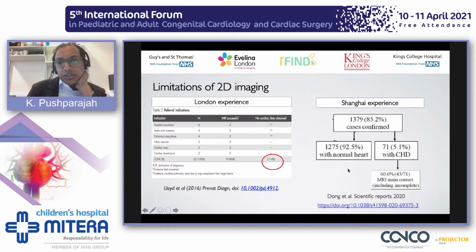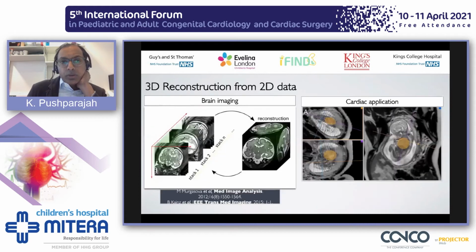And if you look more recently as well, in Shanghai, they've published their experience of using 2D imaging. And actually, it was largely normal hearts where they couldn't really see the anatomy very well on ultrasound, but they're still having a high proportion of incomplete diagnosis when you scan at very high numbers. So for us, we needed to move away from 2D imaging. We needed to build on 3D reconstruction to try and eliminate the effect of motion.